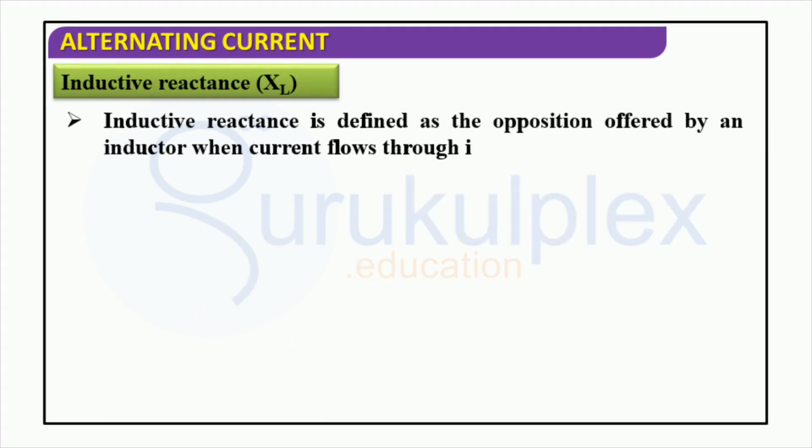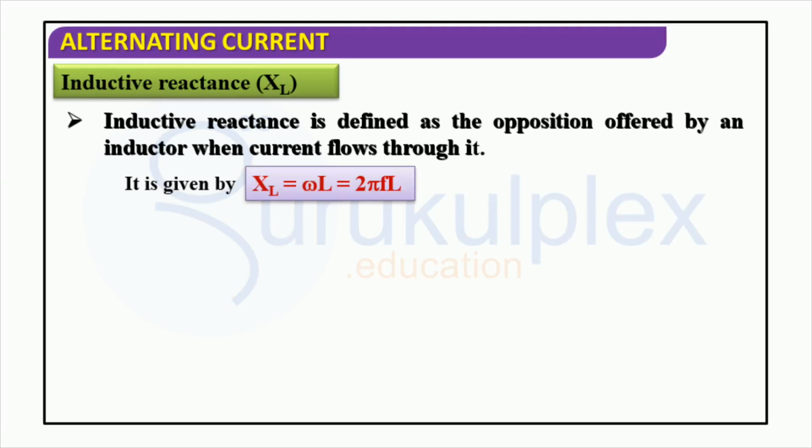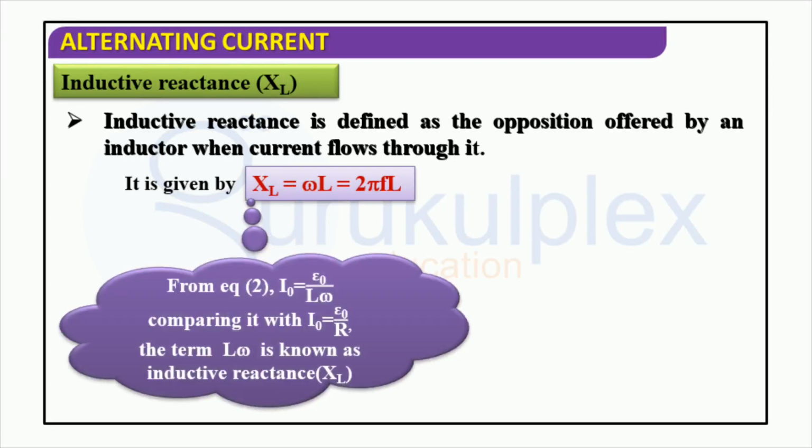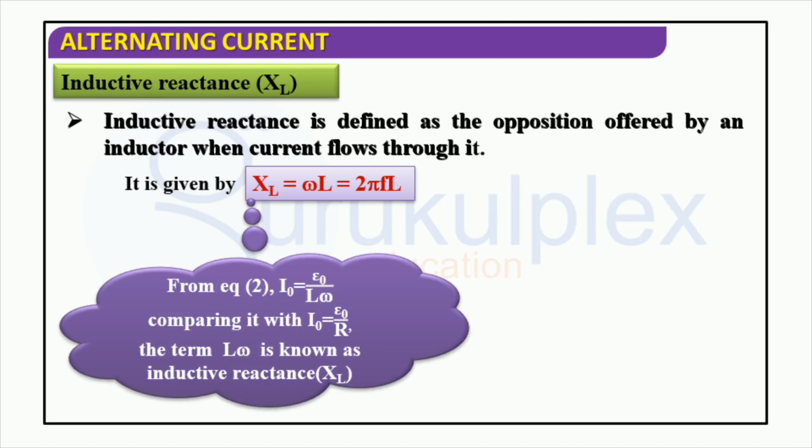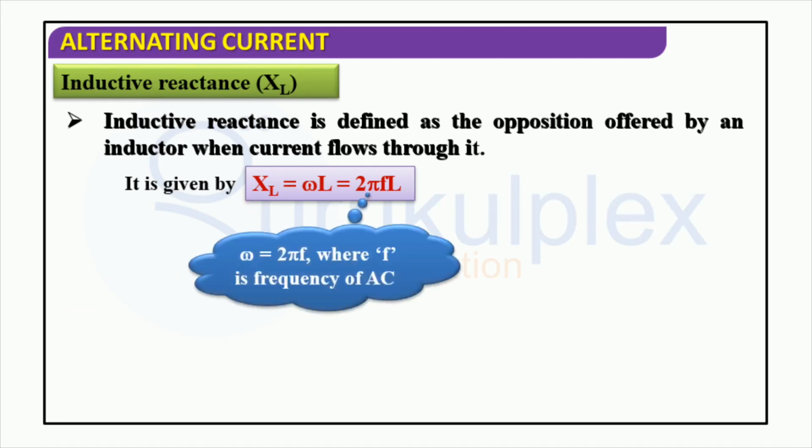Inductive reactance is the opposition offered by an inductor when current flows through it. This is represented by the formula XL equals omega L equals 2 pi fL, where f is the frequency of the AC. It is measured in ohms, and its dimensional formula is ML^2T^-3A^-2.